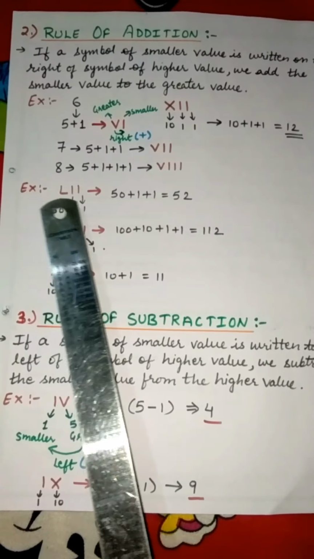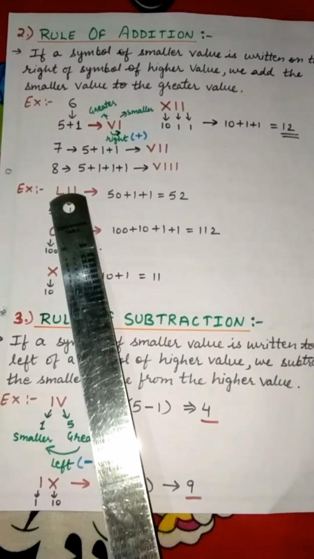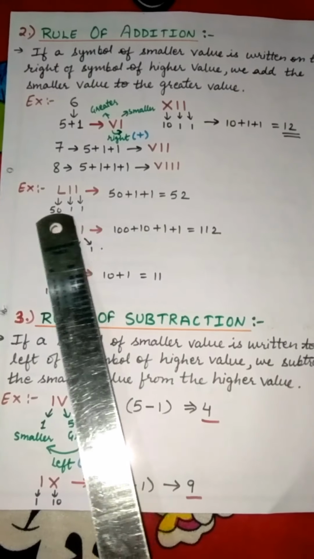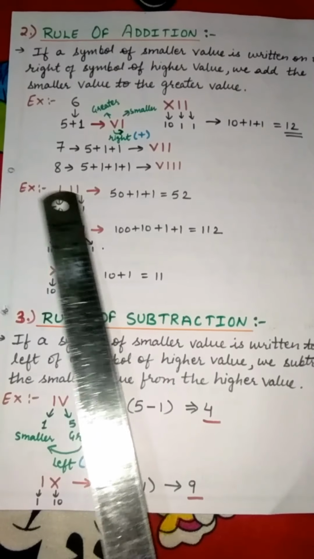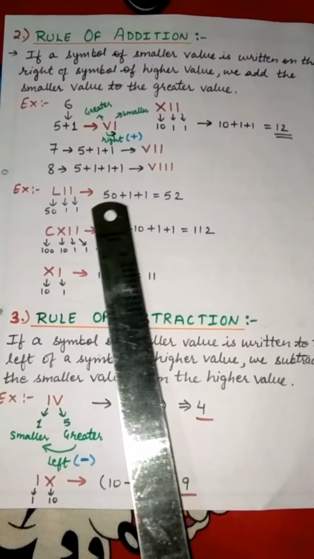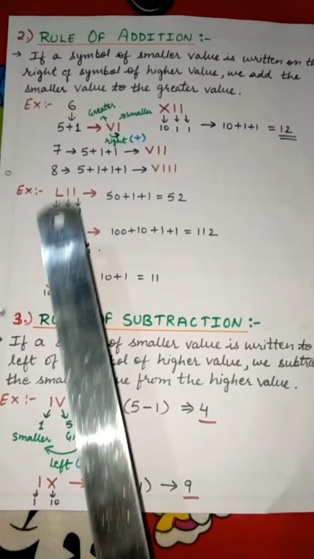So another example you can see LII. L is the symbol of 50, I is symbol of 1 and 1. Because L is greater than 1 and 1, we will add this 1 and 1 to 50. So 50 plus 2 will be 52. So this is the symbol of 52.